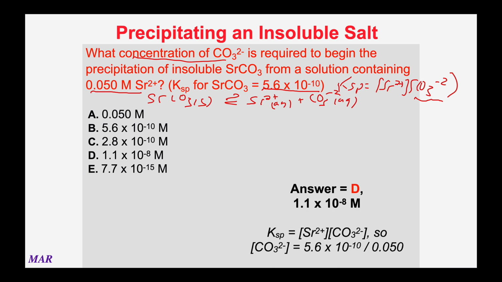So when you do that, it comes out to be 1.1 times 10 to the minus 8th. That's the level of carbonate required to precipitate strontium carbonate from a solution. And again, it's pretty small. Strontium carbonate really wants to form. That's a very small K.